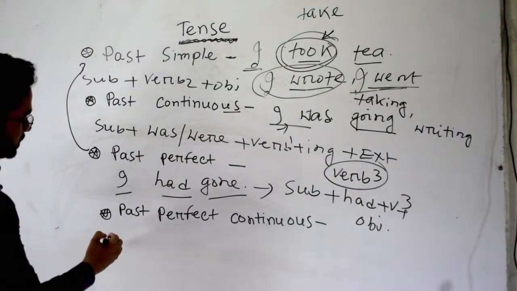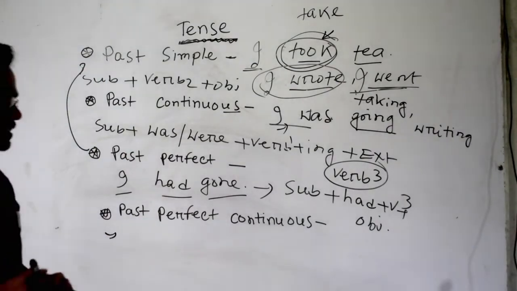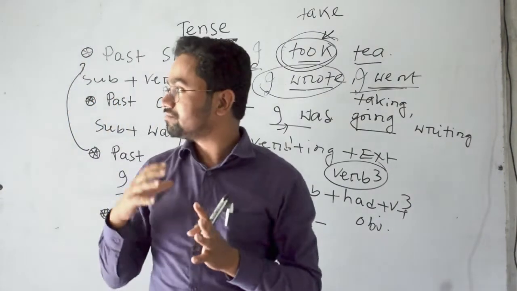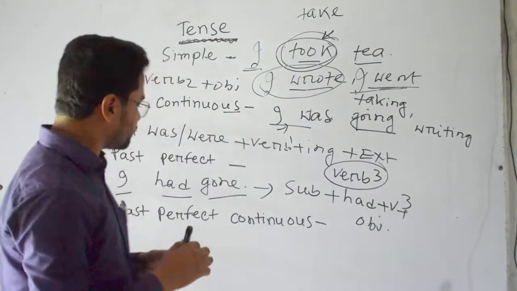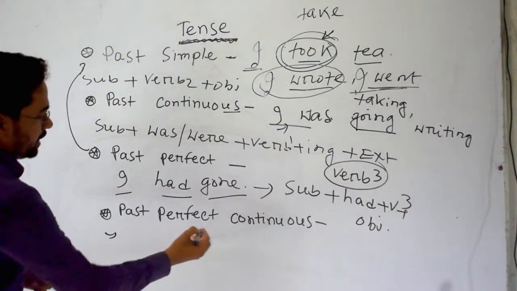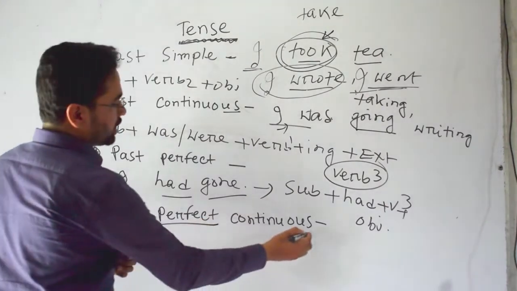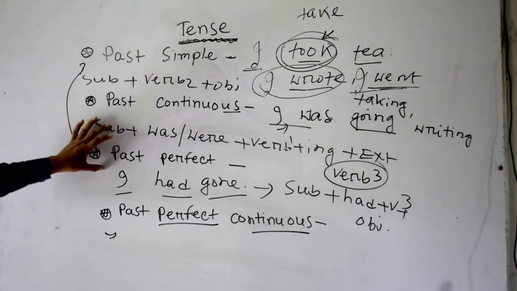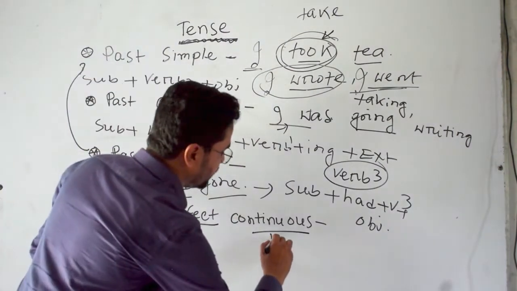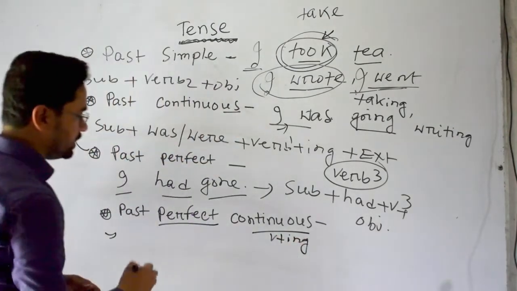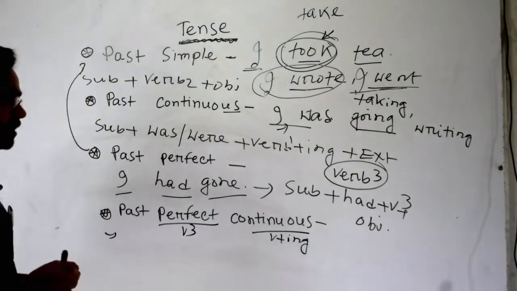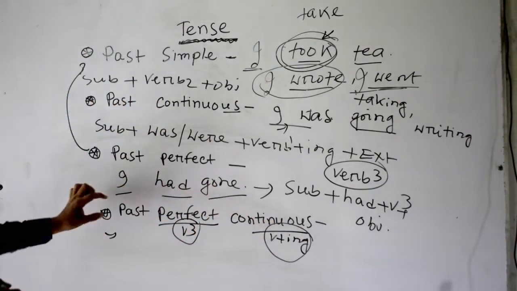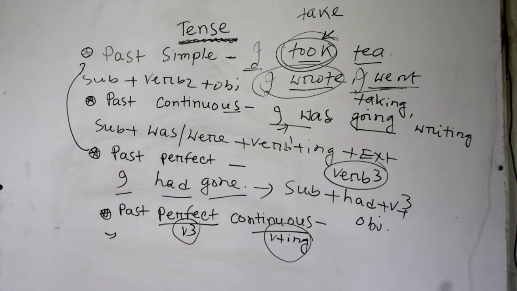And the final one is the past perfect continuous tense. In this tense, a work is going on for a definite time in the past. Here, there is a combination of continuous and perfect. In continuous, you need to use verb plus ing. In perfect, you need to use verb 3. Two tenses have combined to make the past perfect continuous tense.